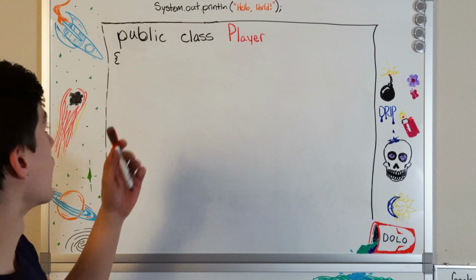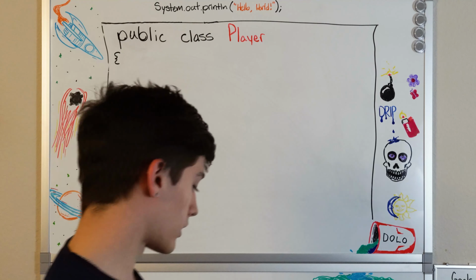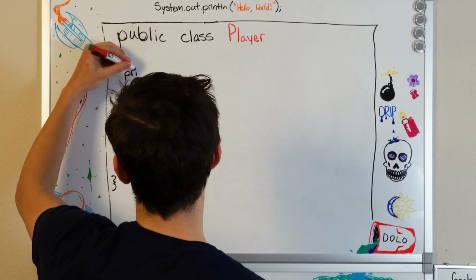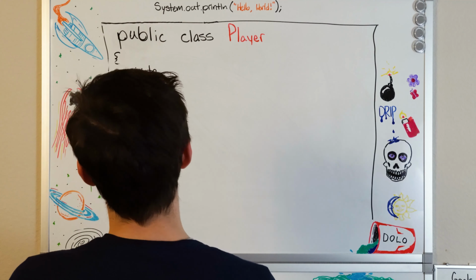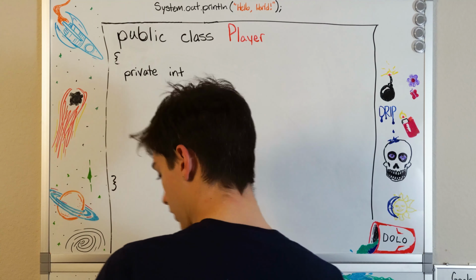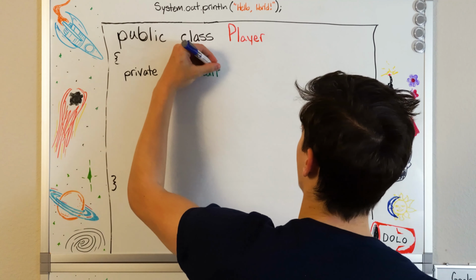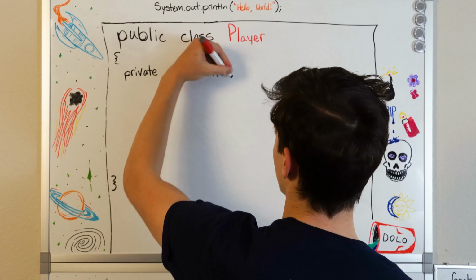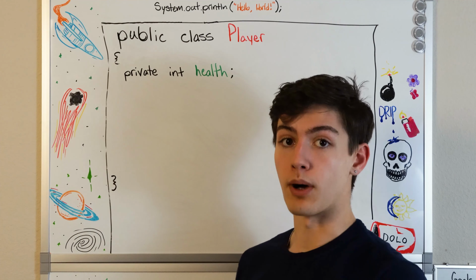So imagine we're writing a class, because that's what we're doing. And the class is called player. We need a variable to mess with, so let's give it a private int and let's call it health, because players have health lots of the time. Private int, and then let's use a different color for the variable. Don't forget your semicolon.